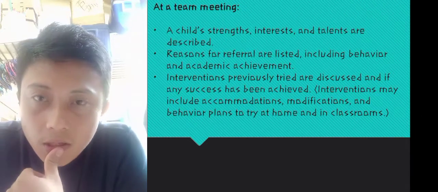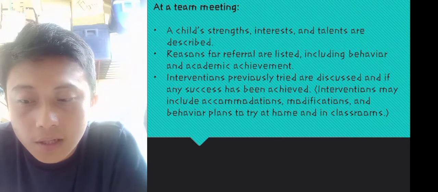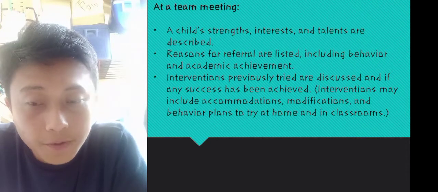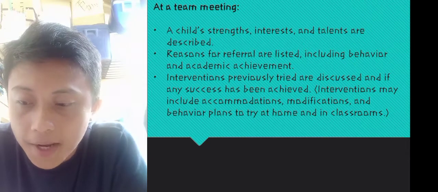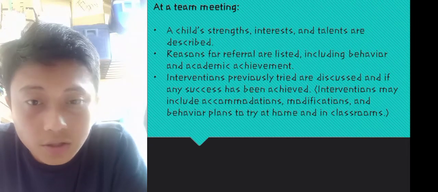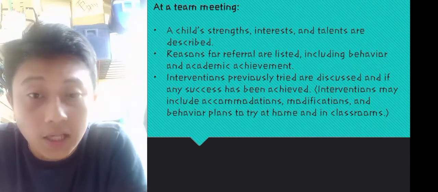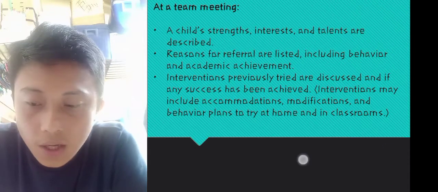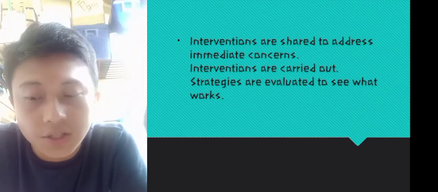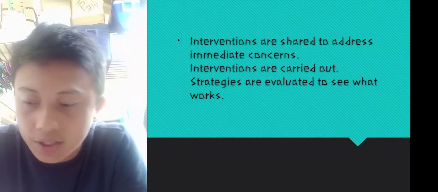A child's strengths, interests, and talents are described. So reasons for referral are listed, including behavior and academic achievement. So interventions previously tried are discussed, and if any success has been achieved, interventions may include accommodations, modifications, and behavior plans to try at home and in classrooms. So interventions are shared to address immediate concerns. Interventions are carried out and strategies are evaluated to see what works.